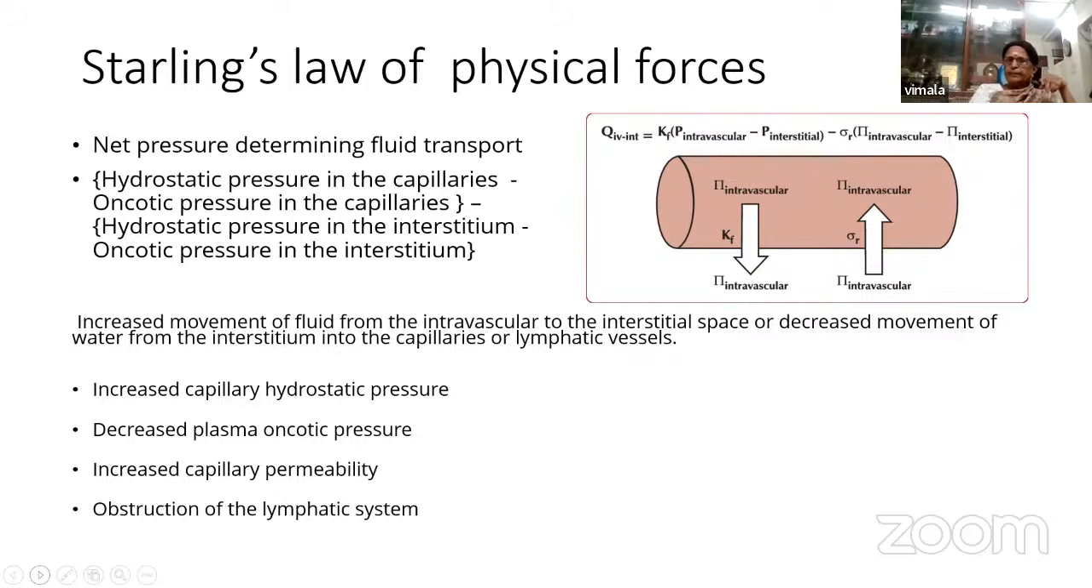So increased capillary hydrostatic pressure is there. Decreased plasma oncotic pressure is there in the patients with hypoalbuminemia. If the capillary permeability is increased, or the lymphatics are obstructed, the fluid cannot leave the interstitium. So the interstitium expands and gives rise to edema. Hope it is clear.